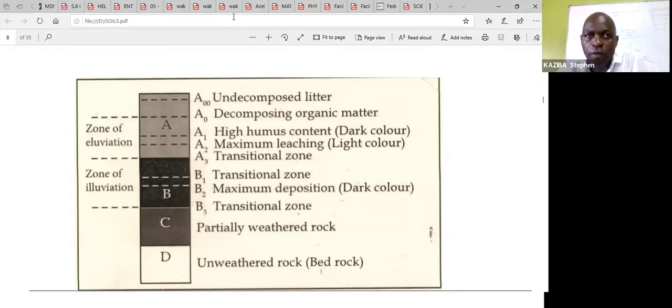So they can say account for the formation of the different soil types. Please don't talk about soil. It's about soil types. So you describe the different soil types, but the factors are the same.